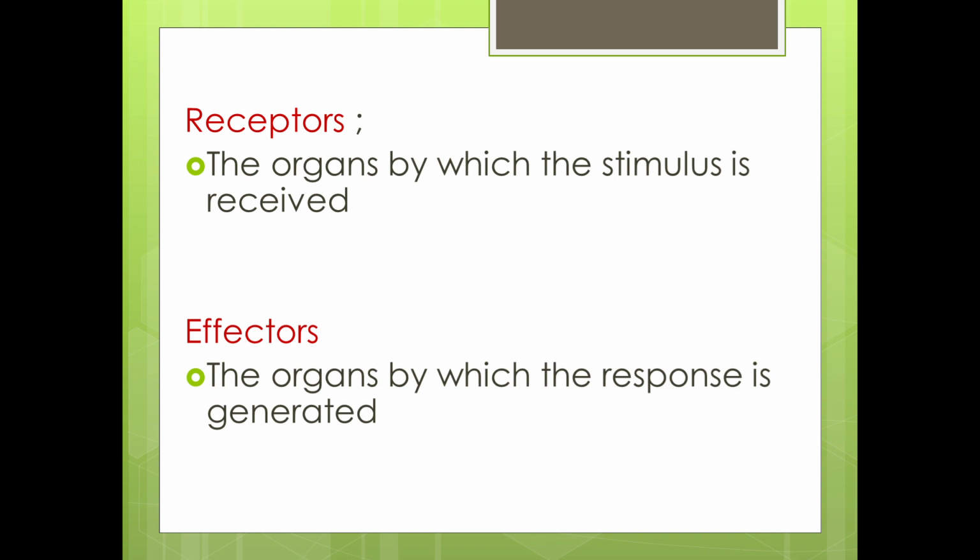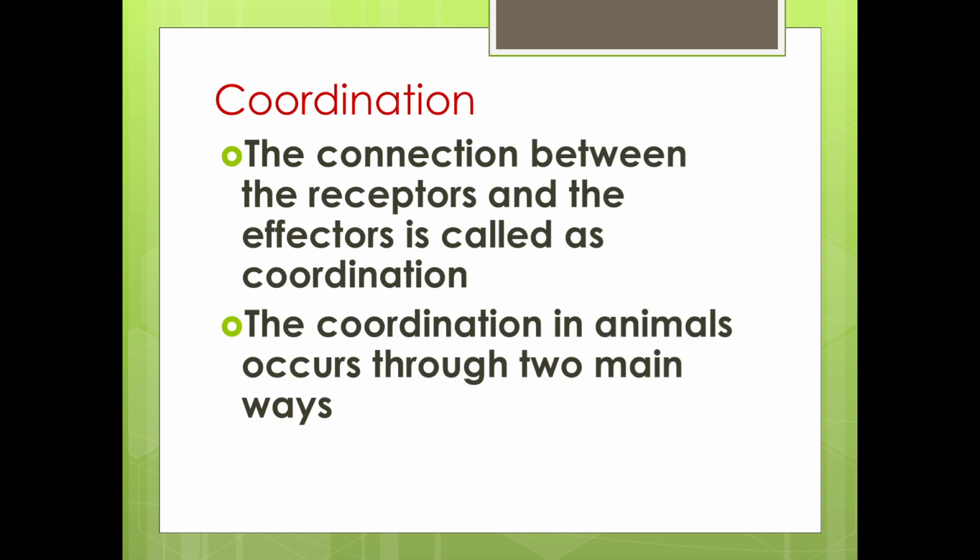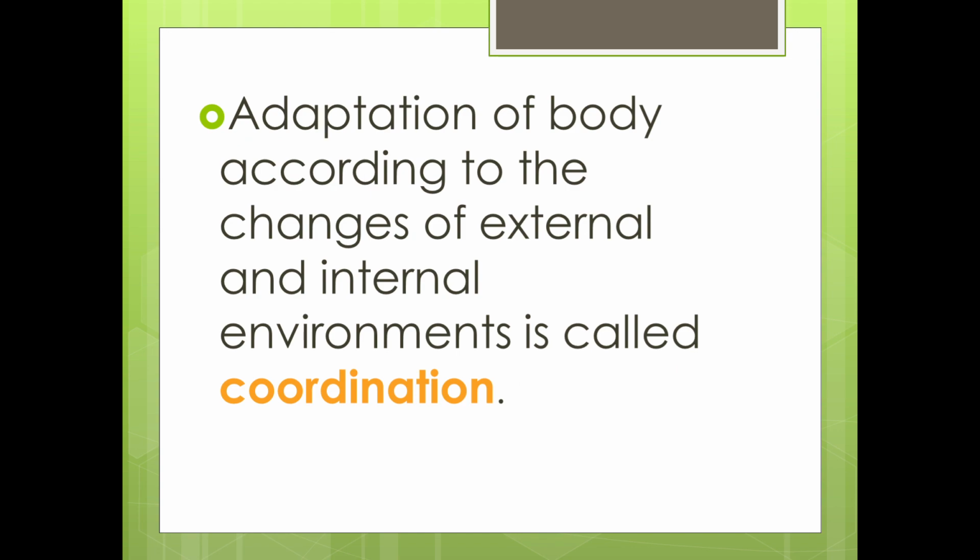Now I think you are ready to learn the next very important term, coordination. The coordination is the connection between the receptors and effectors. The connection between the receptors and effectors is known as coordination. In other words, the adaptation of the body according to the changes of external and internal environment is called coordination. That's the connection between the receptors and effectors.